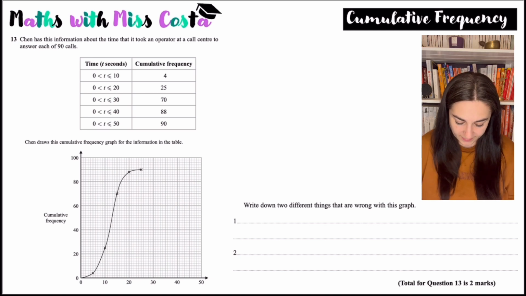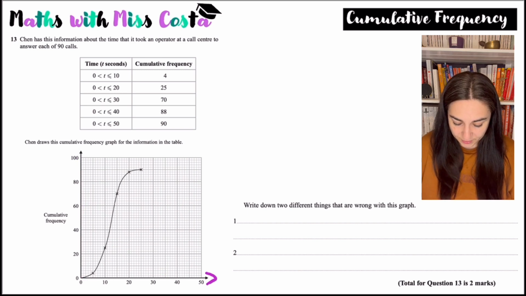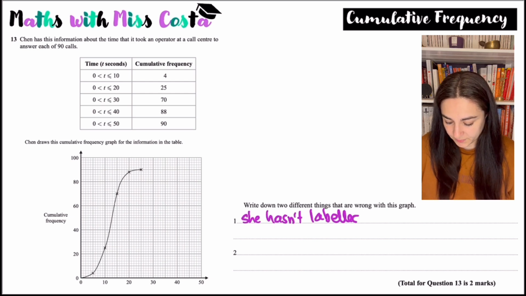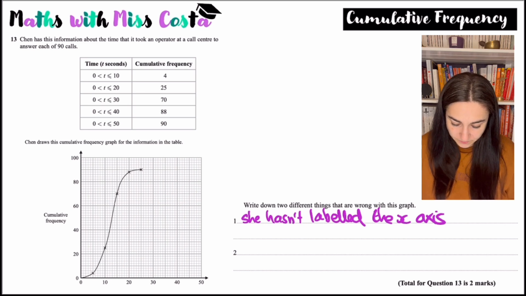So let's start by looking at the axes. I know that the y-axis, even though she hasn't labelled it, is the cumulative frequency, but I don't know what the x-axis represents. So the first thing that I would say is that she hasn't labelled the x-axis. You could also call it the horizontal axis, but she hasn't told us what that represents. It should have been time.